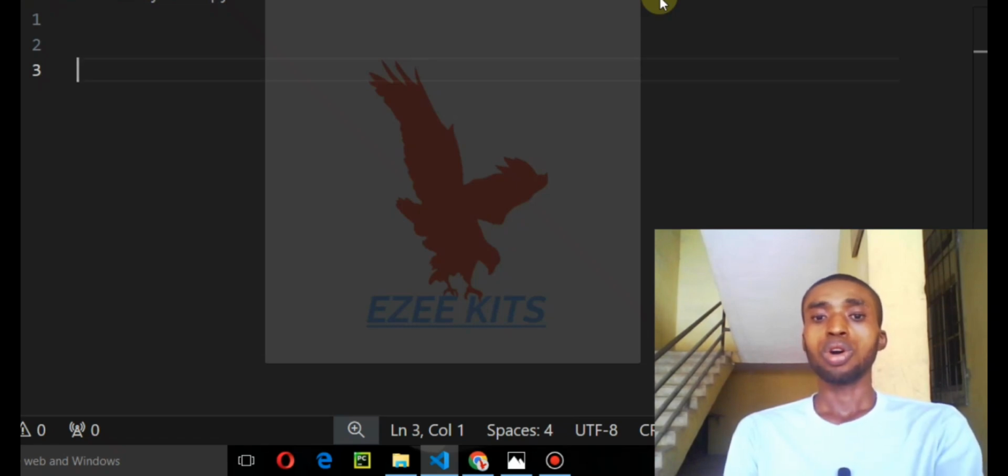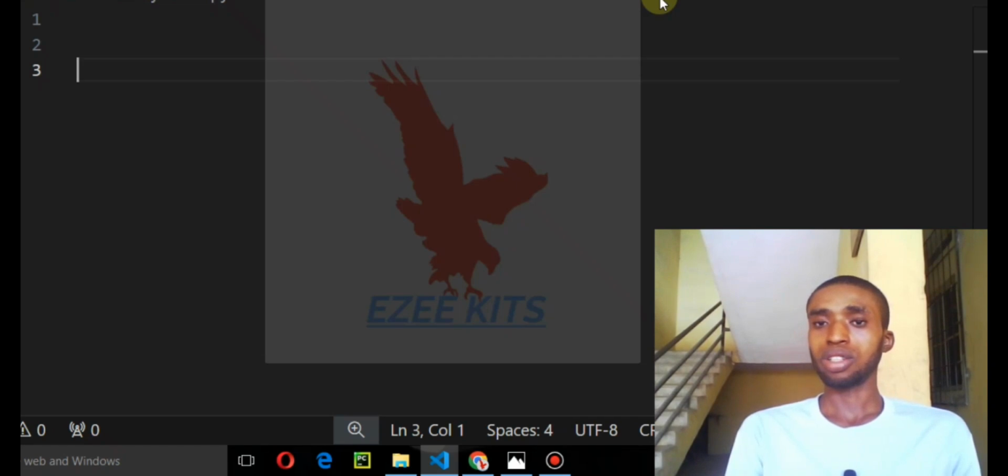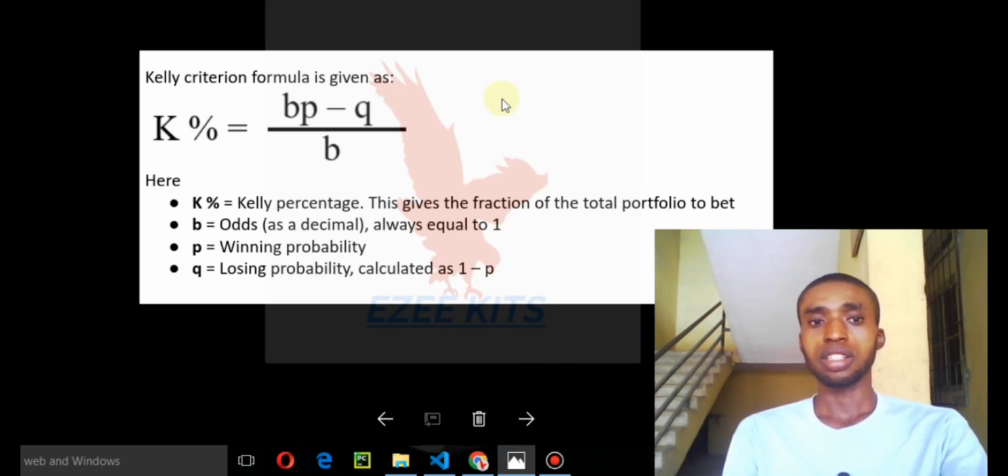So, I'm going to open up a picture of the Kelly Criterion formula that I got online, and I'm going to explain how it works. This is the formula for the Kelly Criterion. This K signifies the Kelly percentage. This gives you the fraction of your total portfolio to bet on.